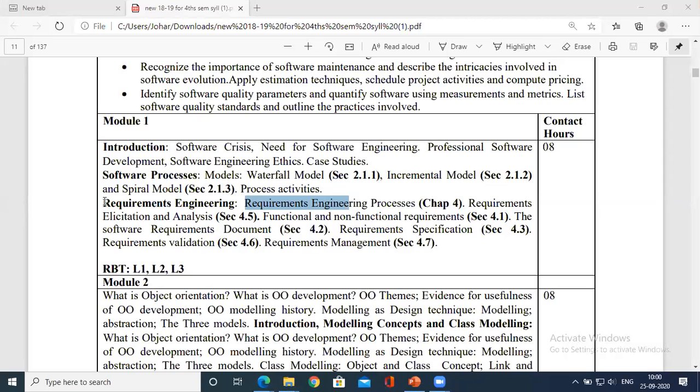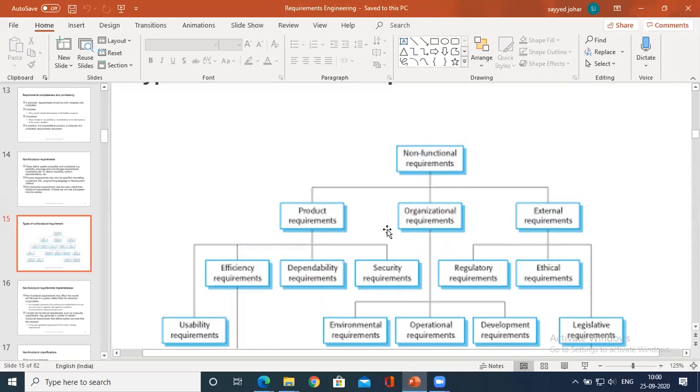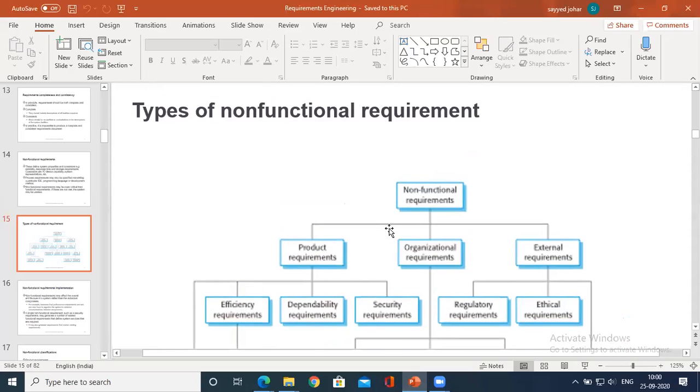See, today we just started what is requirement engineering. We have gone through what are requirement engineering processes. Now you could see what is elicitation and analysis. We have differentiated between functional and non-functional requirement. We need to go through what is the software requirement document. Before that, the hierarchical flow of the non-functional requirement has been shown.